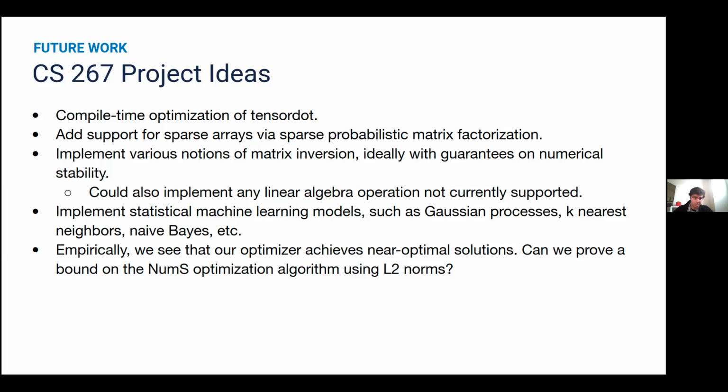And finally, empirically, we see that our optimizer achieves near optimal results. I didn't get a chance to go over it, but one final project is more theoretical in nature and asks a question: can we prove a bound on the NumS optimization algorithm using L2 norms, which is an easier space to work with these types of theoretical questions.